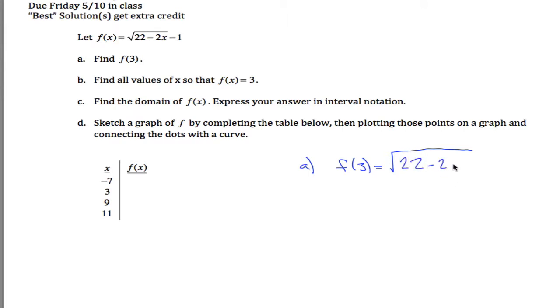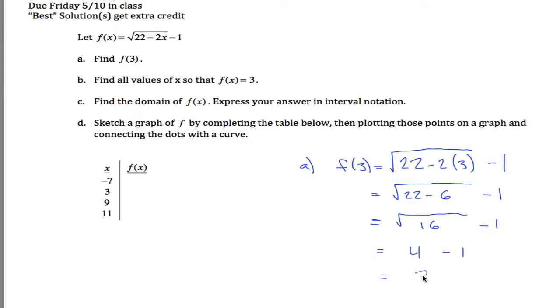So instead of 22 minus 2x, it's 22 minus 2 times 3. And then from that we subtract 1. Let's see, 22 minus 2 times 3 is 6. 22 minus 6 is 16. The square root of 16 is 4. So what we get is that f of 3 is 4 minus 1, which is just 3.